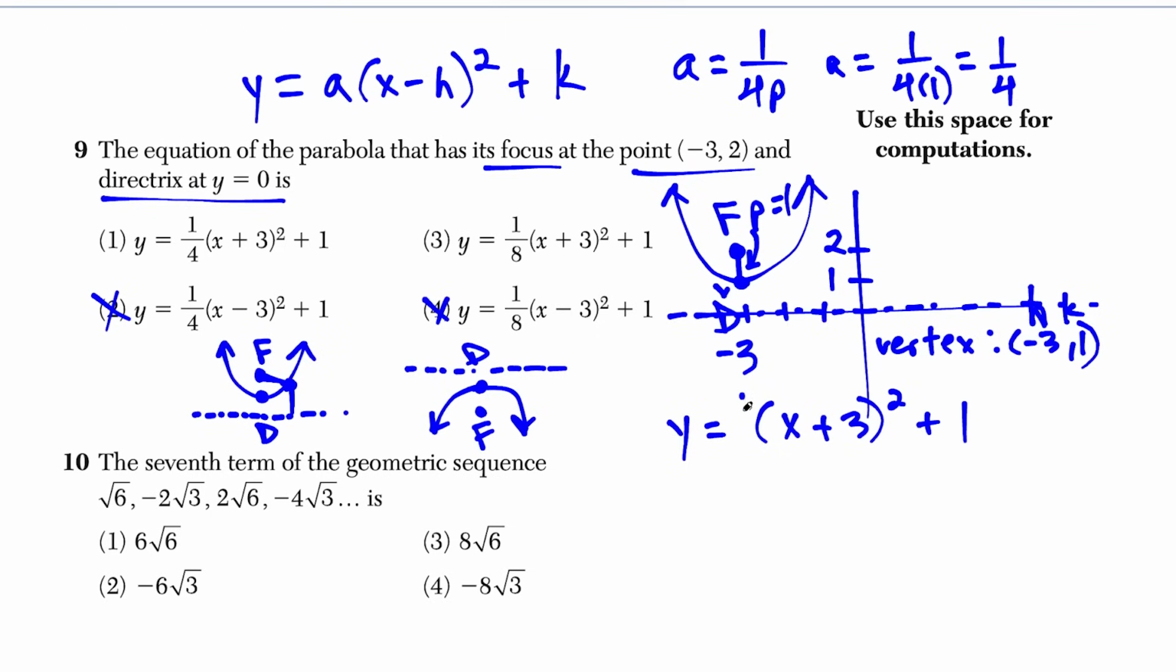Now, one thing I want to point out here is this is a parabola that's opening upwards like this. So this is a situation where the a value, the coefficient of x squared, is greater than 0. So that's how I know we're not going to get a minus anywhere. If this parabola had opened downwards, all I would do is make this a -1/4, and then I would have (x plus 3) squared plus 1. Okay, so that's just something to be mindful of here. But using the formula for the vertex form of a quadratic equation, we're going to see here that our equation of our parabola is going to match up with choice 1.